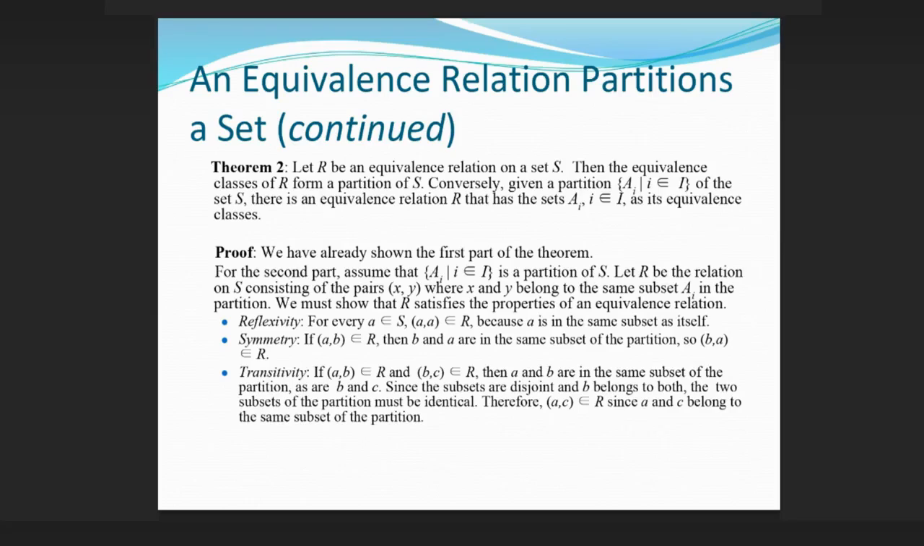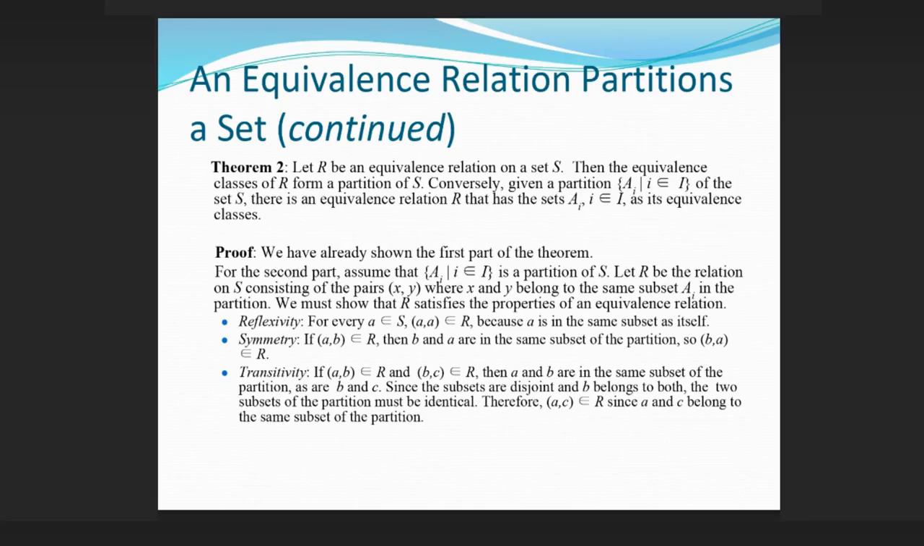An equivalence relation partitions a set, continued. Theorem 2. Let R be an equivalence relation on a set S. Then the equivalence classes of R form a partition of S. Conversely, given a partition {A_i | i ∈ I} of the set S, there is an equivalence relation R that has the sets A_i, i ∈ I, as its equivalence classes. Proof. We have already shown the first part of the theorem. For the second part, assume that {A_i | i ∈ I} is a partition of S. Let R be the relation on S consisting of the pairs (x, y), where x and y belong to the same subset A_i in the partition. We must show that R satisfies the properties of an equivalence relation.